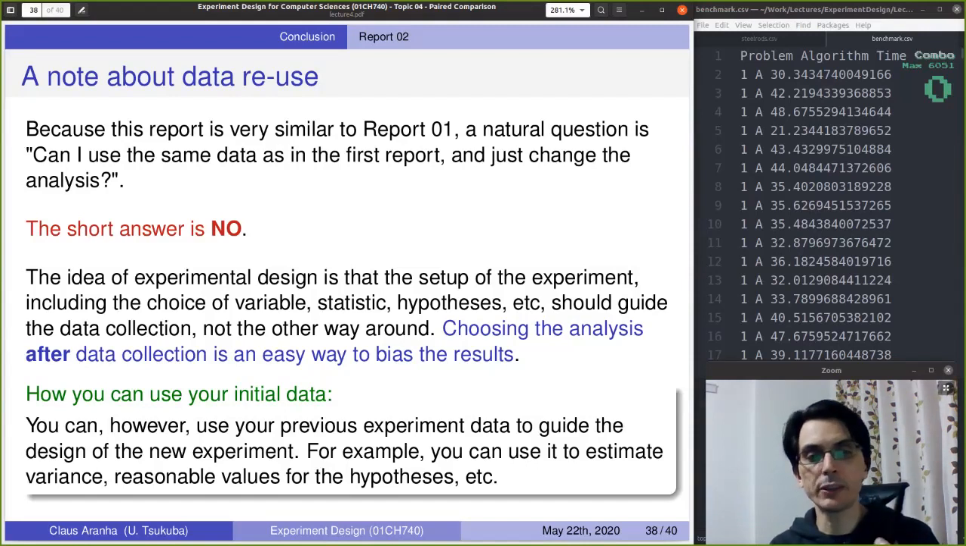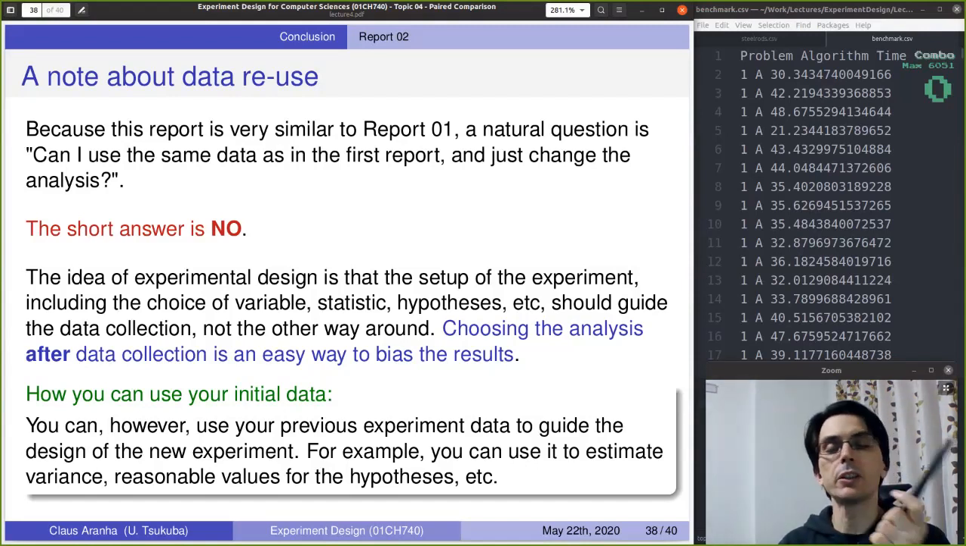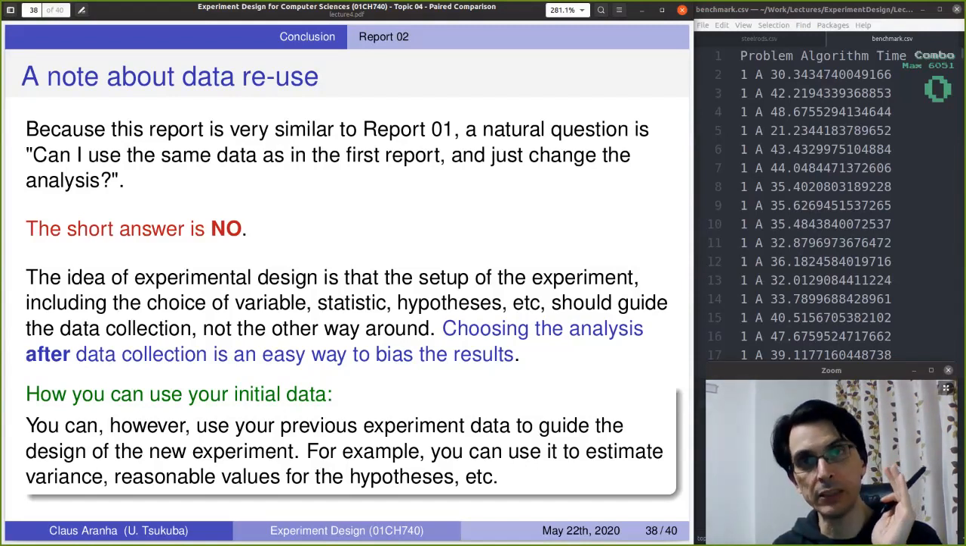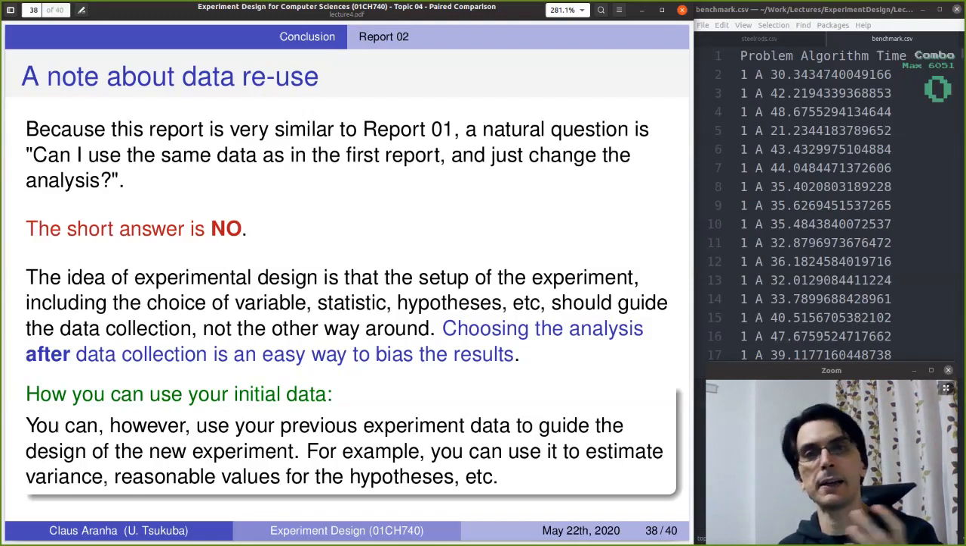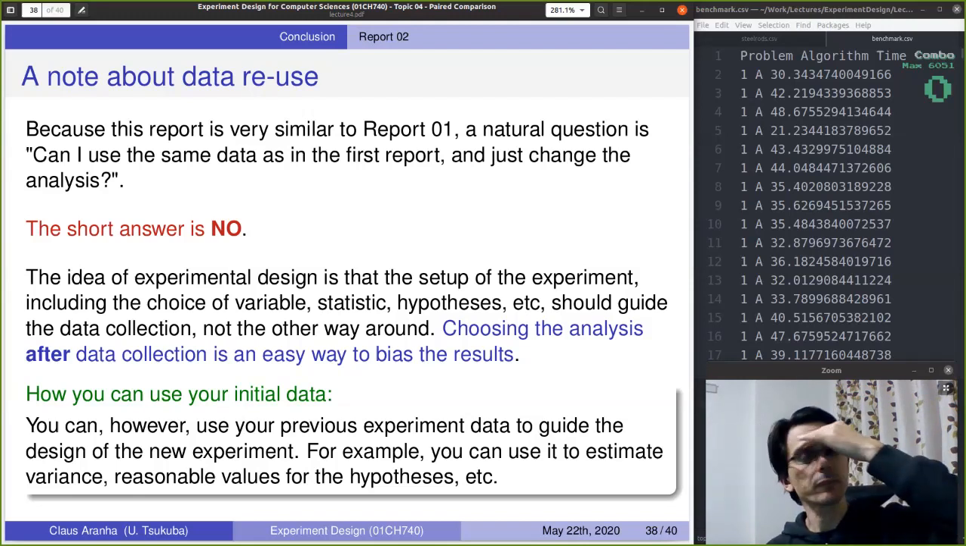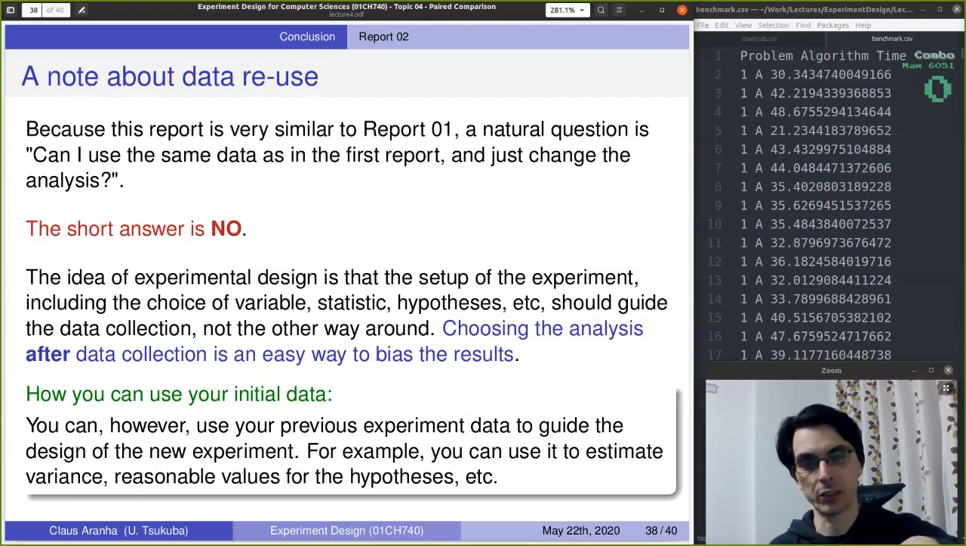However, this does not mean that your data from experiment one is useless. Of course, you can use the data from experiment one. Just like in machine learning, where you have training data and test data, you can think of your data from experiment one as an initial experiment. So using the data from experiment one, you can estimate the value of the variance, and then you can do a hypothesis test based on known variance. That's stronger than if you did a hypothesis test based on unknown variance. Also, you can use the values from experiment one to decide what should be your null hypothesis and your alternate hypothesis. But you need new values. You need new experiments to actually test those hypotheses.